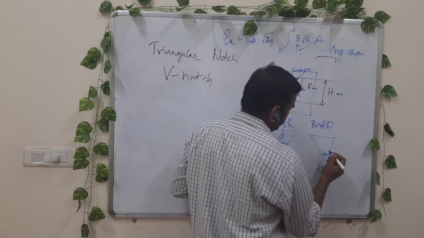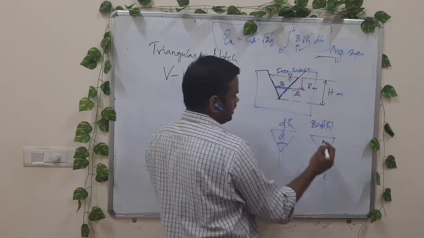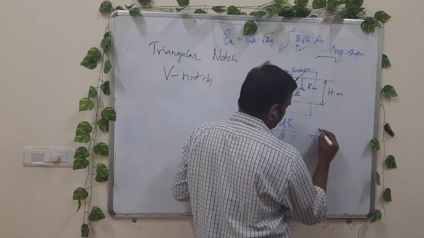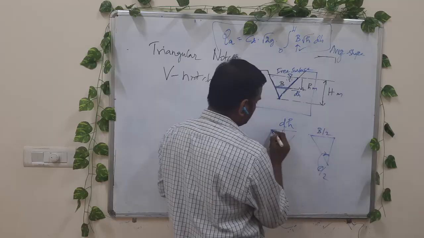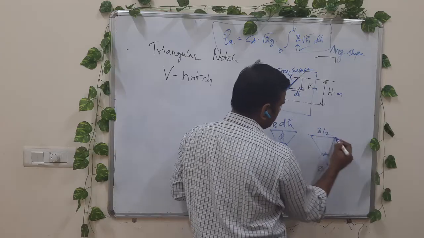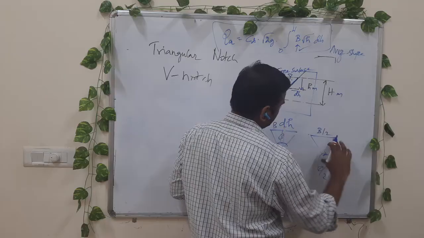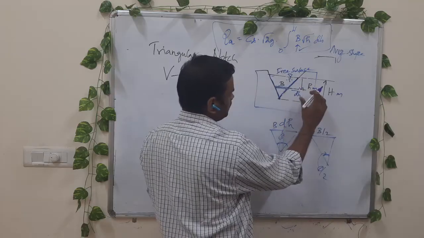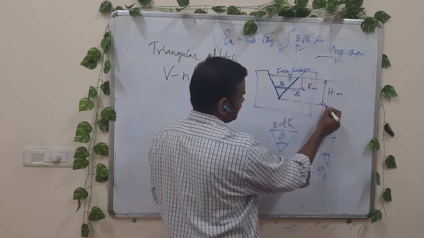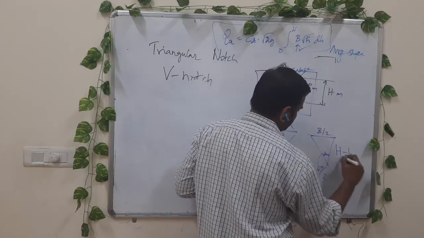Okay, so we have theta by 2, and this opposite side, the total width being b, becomes b by 2, right? So this total width is b, the fluid level width is b, and this is going to be b by 2. Okay, now what is this height? This height is capital H. Then what is this height? This is capital H minus small h.